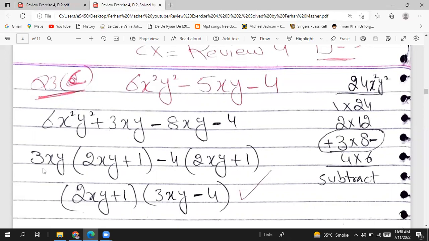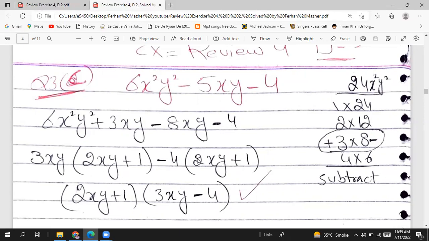From the first two terms, 3xy is common. When you divide 6x squared y squared by the 3xy, you get 2xy. When you divide 3xy by the 3xy, you get 1, bracket close. From the last two terms, minus 4 is common. Divide minus 8xy by the minus 4, you get 2xy. Divide minus 4 by the minus 4, you get plus 1.